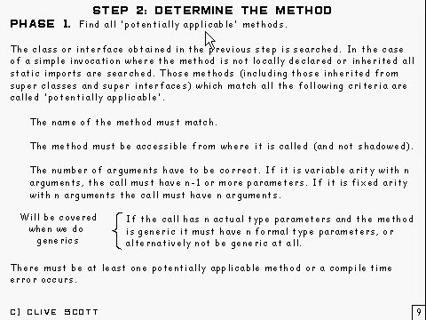Well, the next stage is to determine the method, and the way you do that is you start by finding all potentially applicable methods. That's the first phase. Now what you do is you take the class or interface that you obtained in the previous step and you start searching through it. And in the case of a simple invocation where the method is not locally declared or inherited, it's going to be the static imports that are searched, if you've got any.